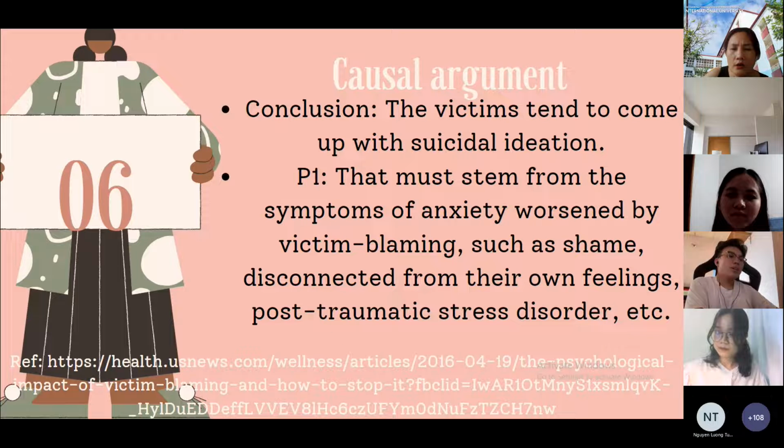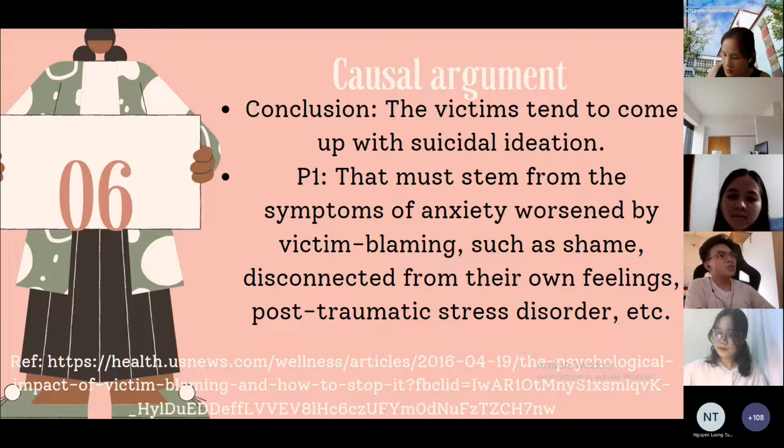Yeah. So here, I think you got the idea of writing the causal arguments. Just the mistake in the first one, instead of conclusion, it is the premise. And the premise is actually a conclusion. You are making the explanation why the victim feels like this and has the tendency like this.